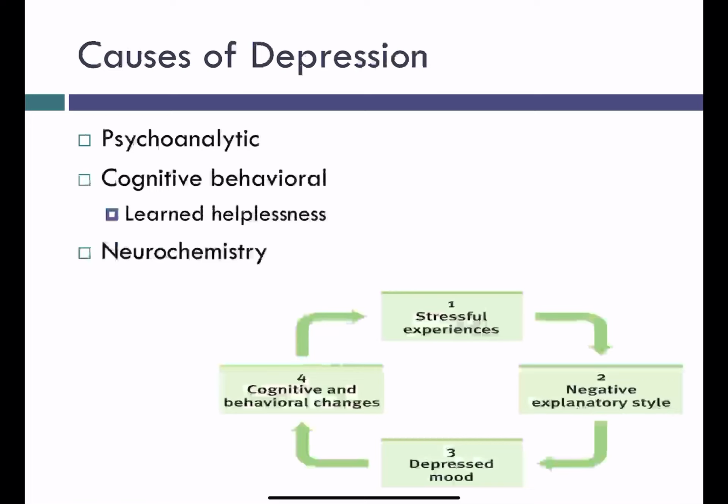But there's also evidence for neurochemical supports for this. So people with depression have lower levels of serotonin. And so, for example, SSRIs, which are a category of antidepressants, block the reuptake of serotonin, which makes it more available in the brain. So that serves to reduce depression.